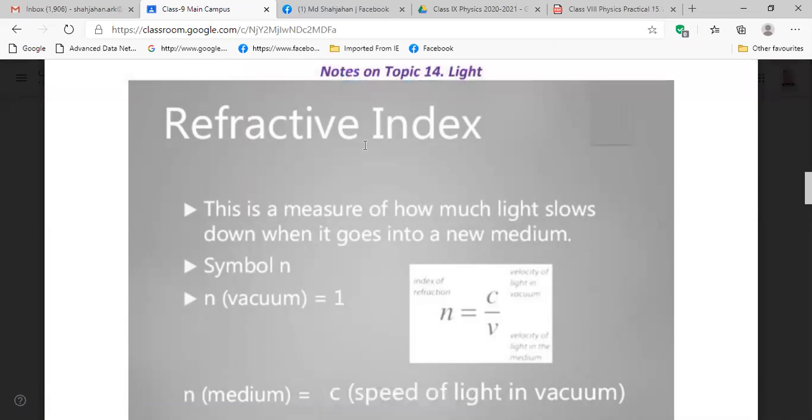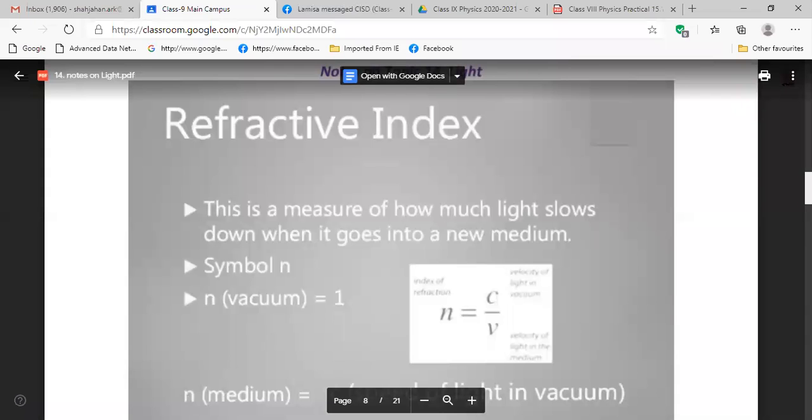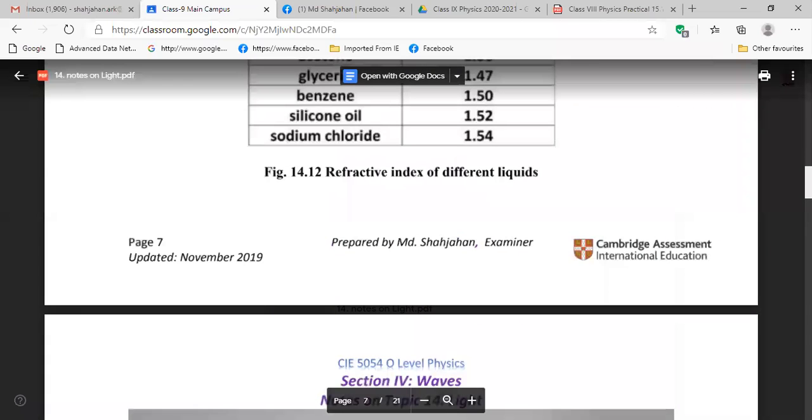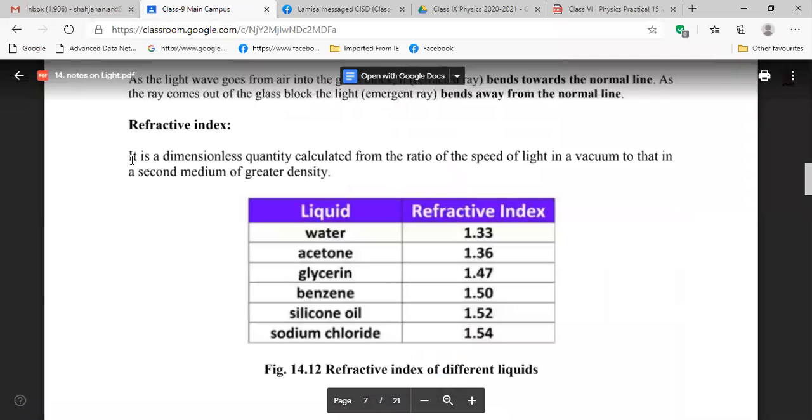In our last class, you got the definition of refractive index. Kazi, it is a dimensionless quantity calculated from the ratio of the speed of light in a vacuum to that in a second medium of greater density. So we discuss details.